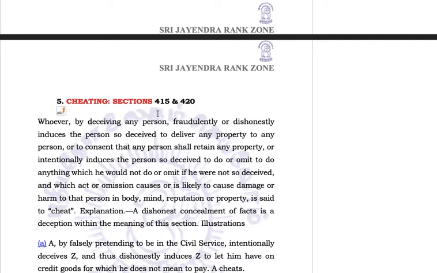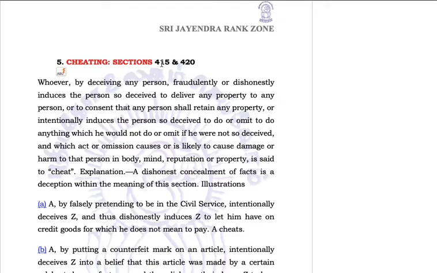Section 415 is the section which defines the act of cheating. 415 defines what is cheating. 420 provides the punishment for cheating. If someone has committed cheating, what should be the punishment for that person? Now let us read what is cheating under section 415.